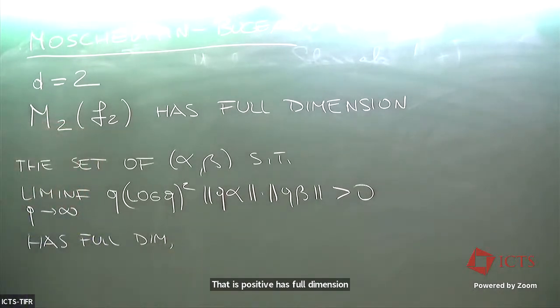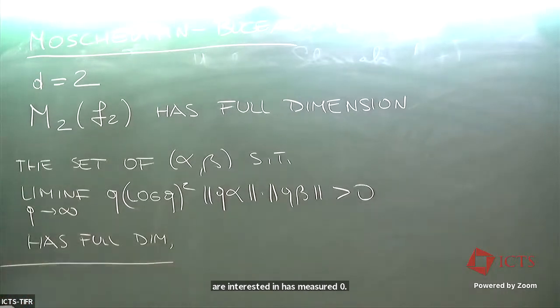Okay, so we are in the case lambda equals 2, at the very edge of the range of interesting values of lambda. And so we know that the set of alphas that we are interested in has measure 0, but it also has full dimension by this result.